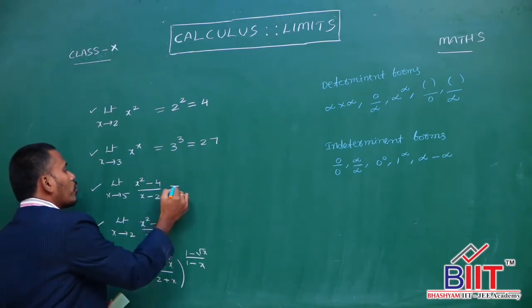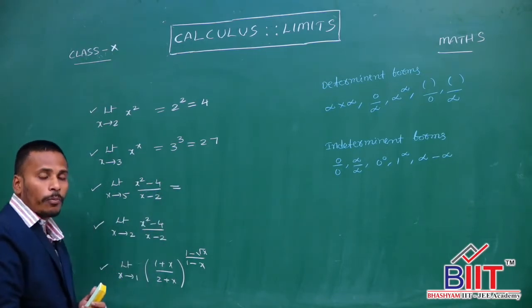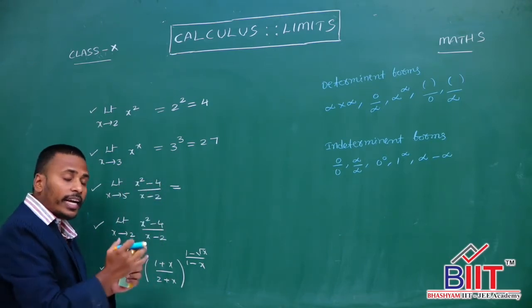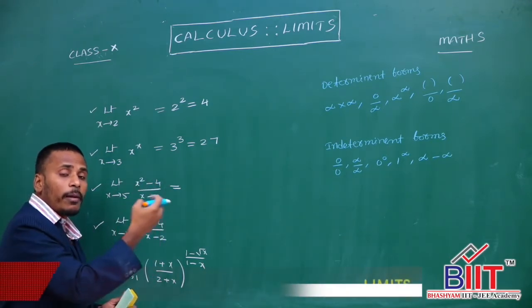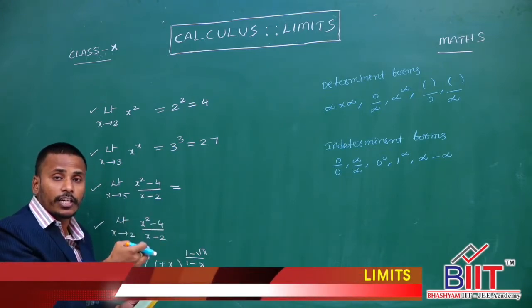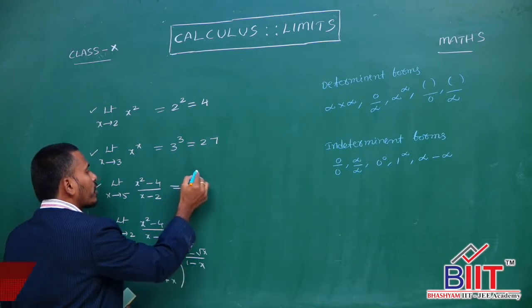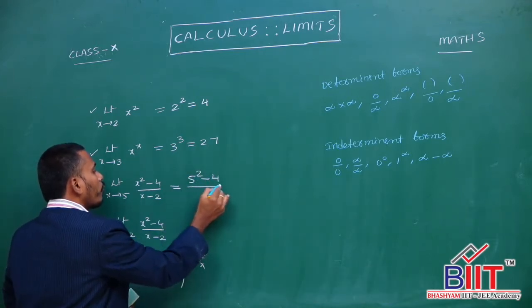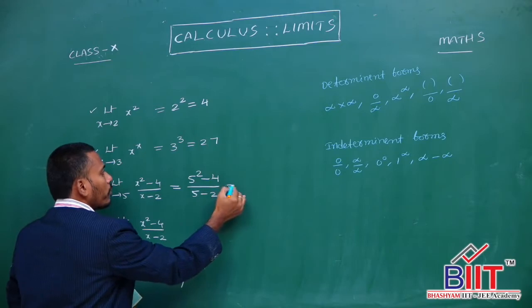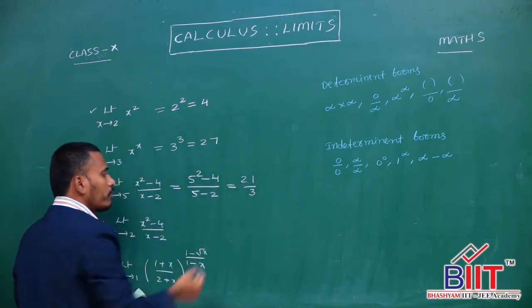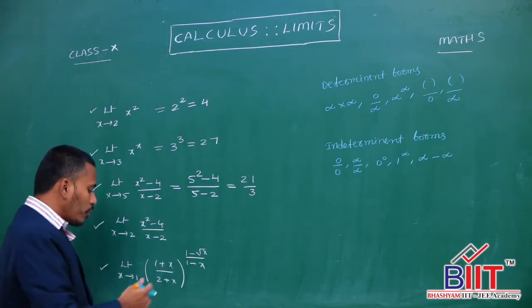And now, limit x tends to 5, (x square minus 4) by (x minus 2). The definition of this function is the same on the right side of 5 as well as the left side of 5. So, its limit value is directly its functional value: 5 square minus 4 divided by 5 minus 2. 5 square is 25, minus 4 is 21, divided by 3. That is it. And now think about this.